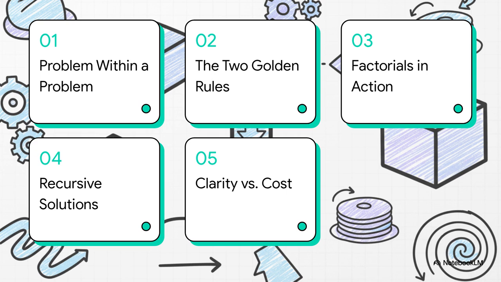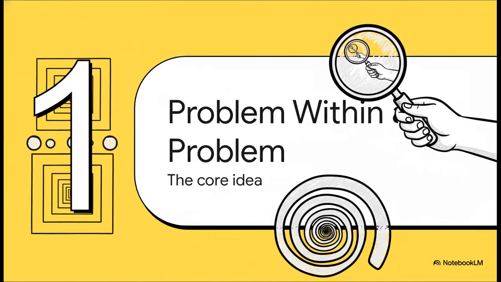All right, so here's our game plan. First, we're going to unpack that core idea. What does a problem within a problem even mean? Then, we'll get into the two golden rules that keep everything from going off the rails. We'll watch it work its magic on a classic math problem, see where it's used to solve some seriously complex challenges, and finally, we'll tackle the big question. When is all this elegance actually worth it? So let's get right into it.